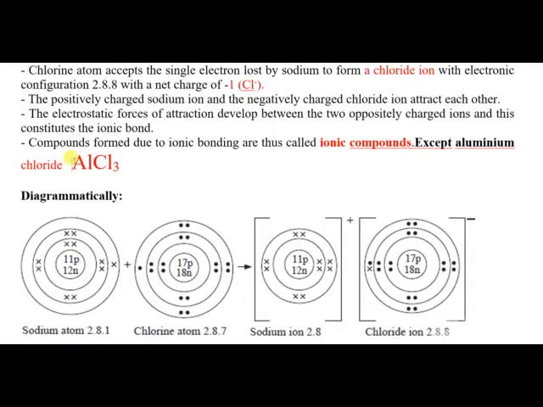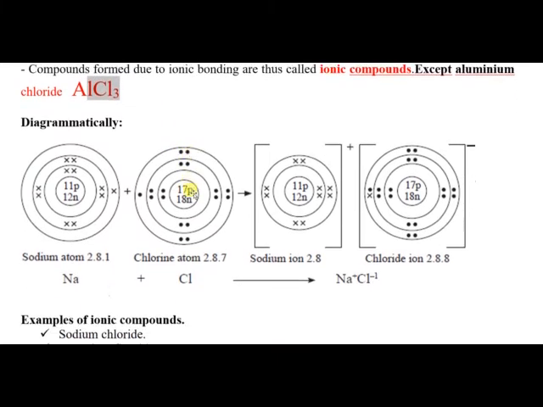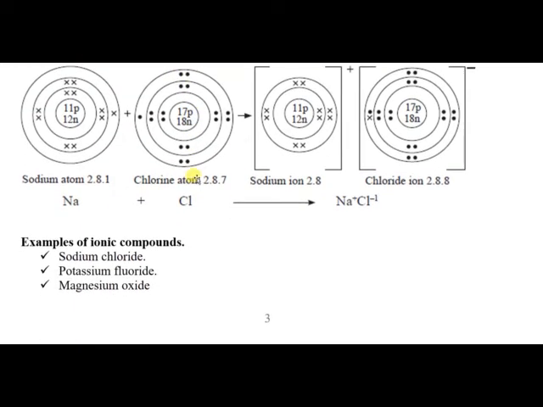Therefore, you should know that aluminium chloride contains dative bonding. Therefore, you leave it out. That's why I've given you the exception: aluminium chloride does not fall under the category of zinc chloride, magnesium chloride. No, this one is very different and very unique, very important. So in terms of the diagram, we can represent sodium chloride.